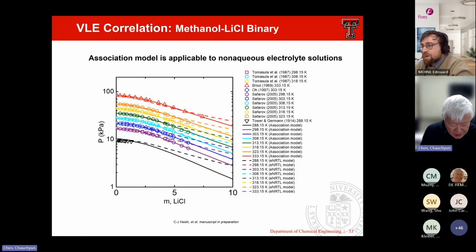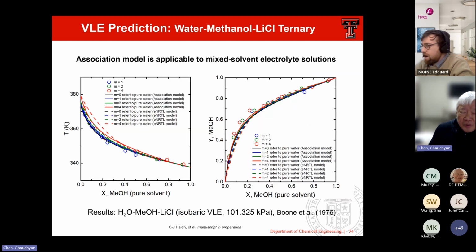The model works not only for aqueous electrolytes, but also for non-aqueous electrolytes, like the methanol lithium chloride solution here. Again, we show the vapor pressure of methanol as you add lithium chloride to it. NRTL is not adequate, but the association model allows us to capture the data. And also for mixed solvents, these are the predictions as well. NRTL results are shown in dashed line, and the association model in solid line.